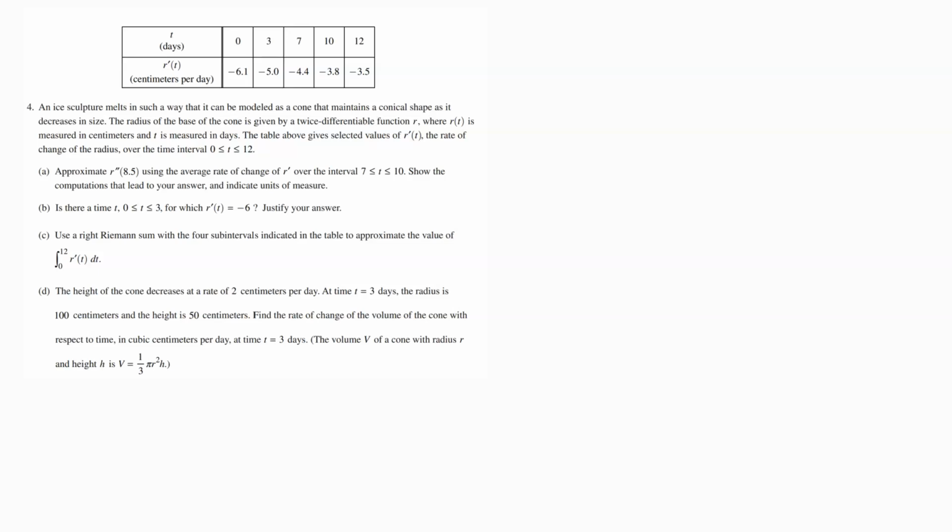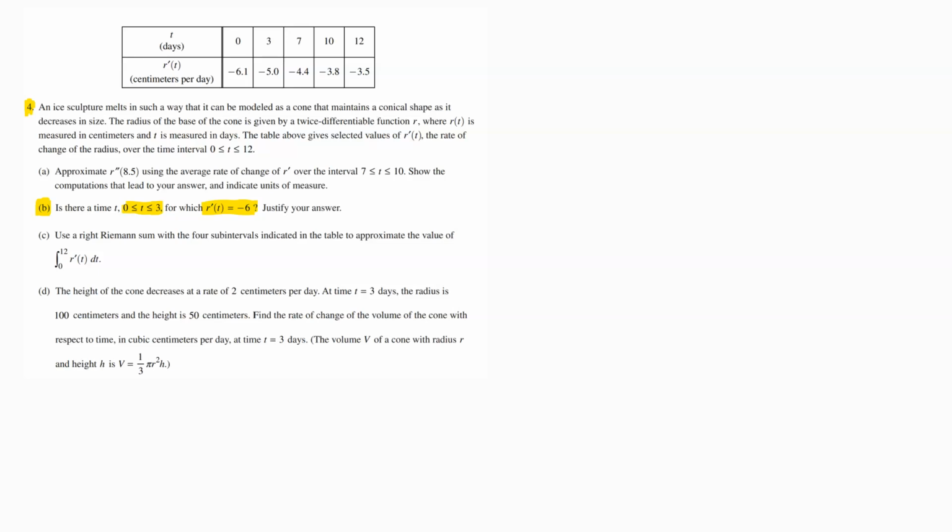This video covers question 4, part B of the 2022 AP Calculus AB free response section, no calculator allowed portion. As we look at part B, this problem is asking: is there a time between 0 and 3 for which the r prime of t value is equal to -6? And then they want us to justify our answer.